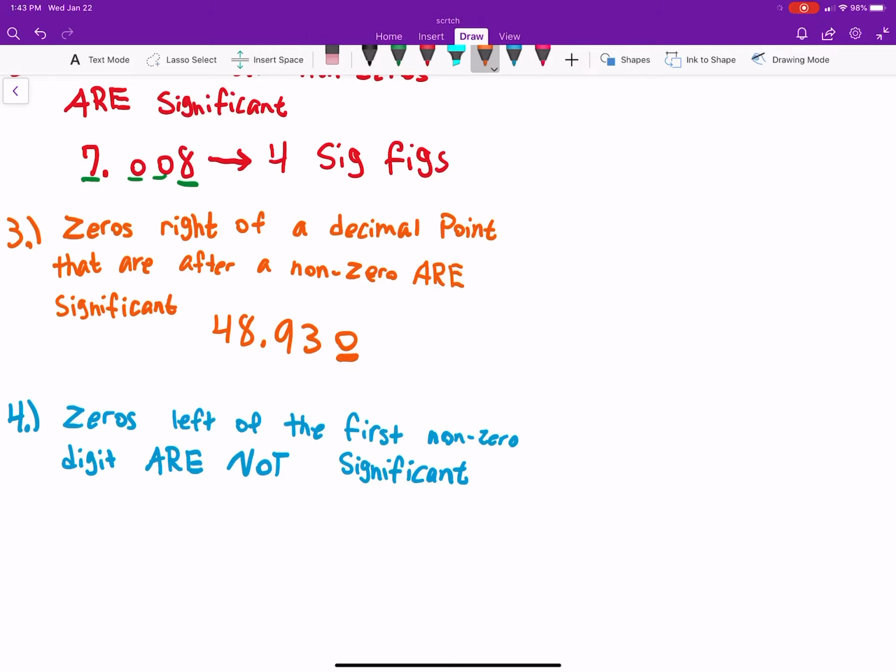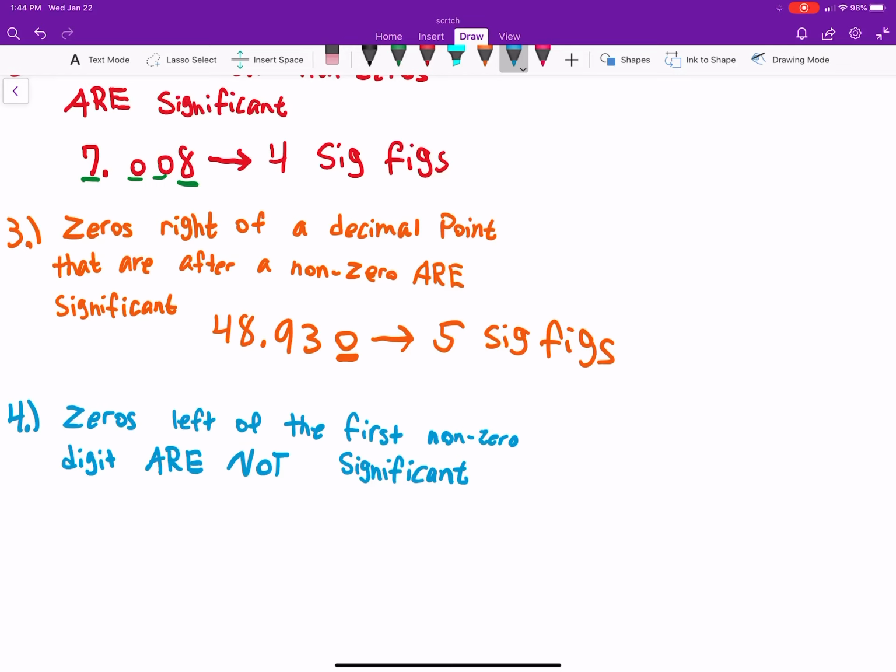This 0 is right of the decimal point, and it's after a non-zero. These are significant. So we would say this has 5 sig figs.